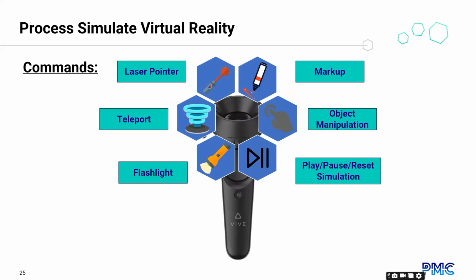We have teleport, which allows us to walk around. It supports elevation change. For example, we can jump to the roof or go down below the zero level. It's not shown here, but we can also access measurements through the controller. So we can take measurements from one point to another. These are the basic functionalities of virtual reality in Process Simulate.